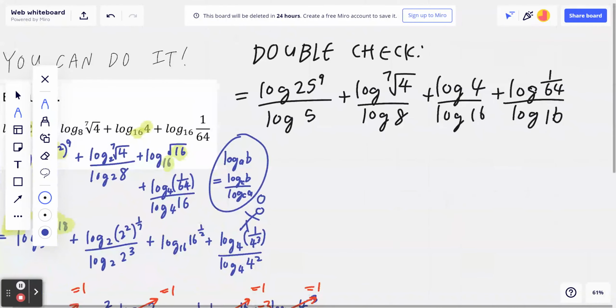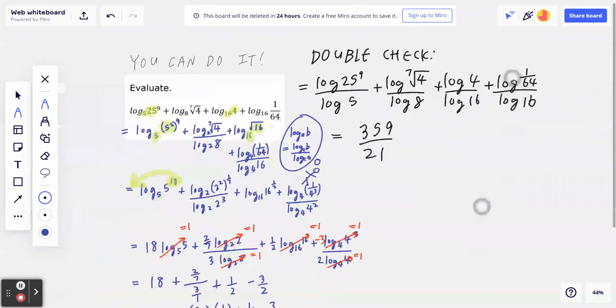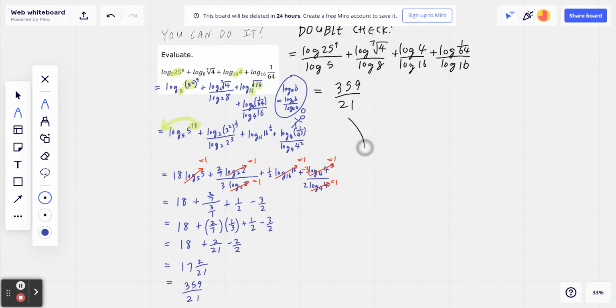Now, grab the calculator, try this with me. Feel free to press pause. When you're done, press play again. Here we go, 359 divided by 21. So when you do all this in one step with the calculator, it should not be a surprise that the answer is the same.